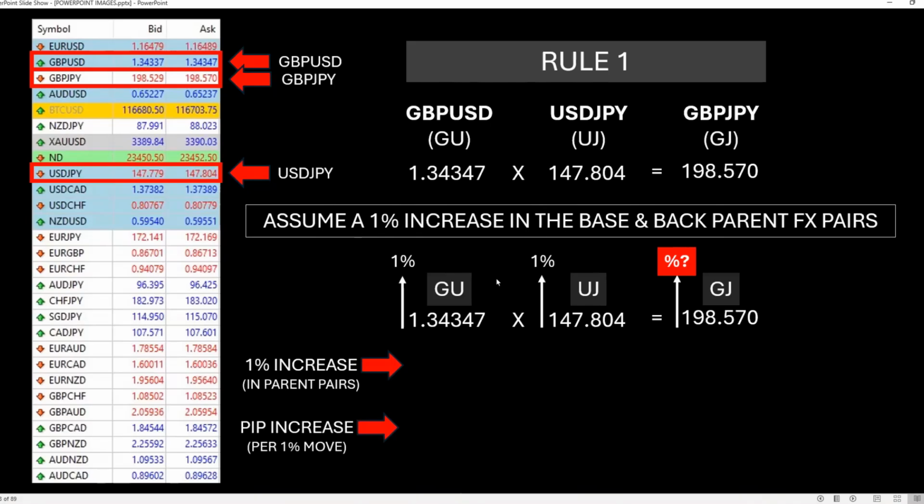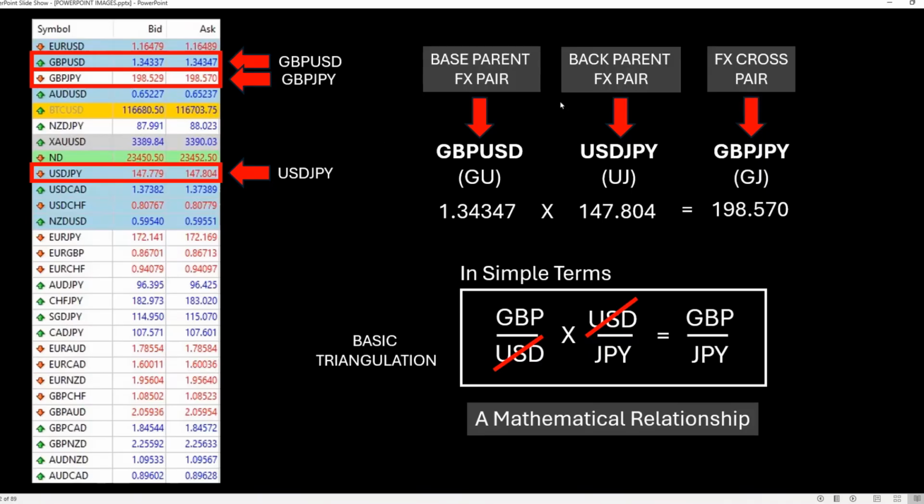Okay, let me go back. This is the parent pair. I call this the base parent pair. I call this the back parent FX pair. And this is the cross pair. Let me say it again. This is my definition, just to make things clear as far as this YouTube video is concerned, because I will not go into extreme detail, but enough for you to understand.